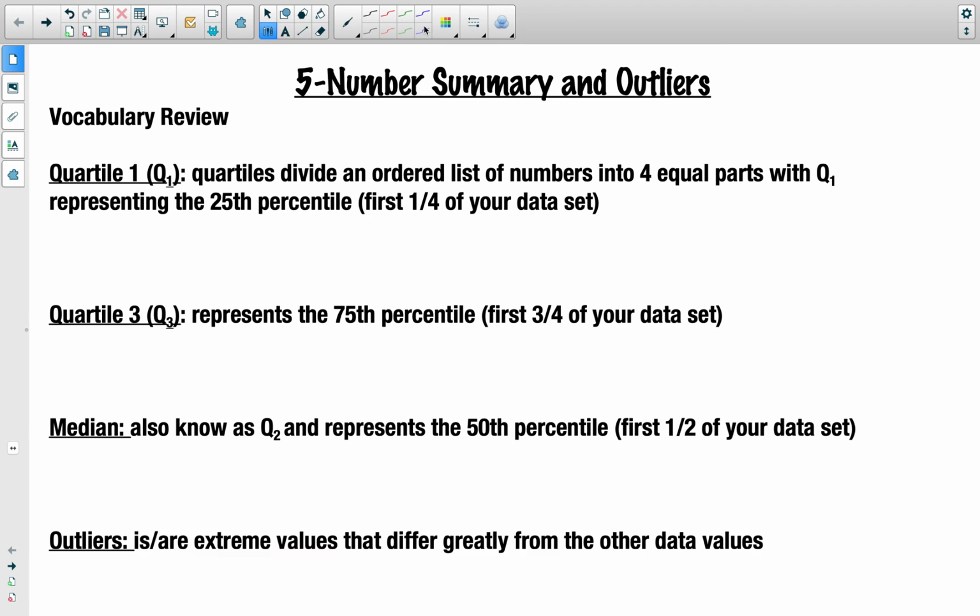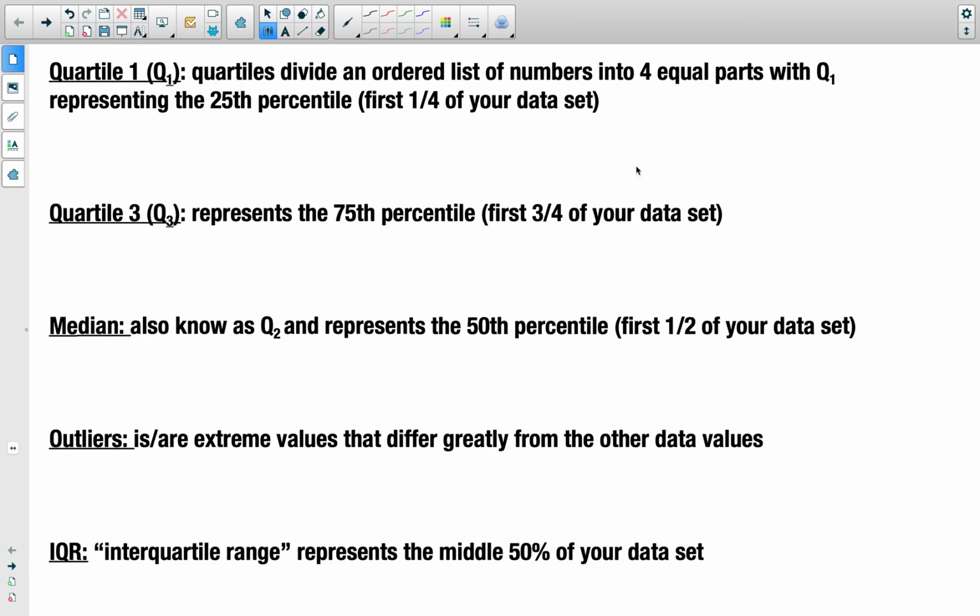The median is also known as Q2, quartile 2, and it represents your 50th percentile. It cuts your data in half. Half of the values fall below the median, half are above the median. And then let's talk about outliers. They are extreme values that differ greatly from other data values in your data set. And in a minute, I'll show you a more visual representation of quartiles.